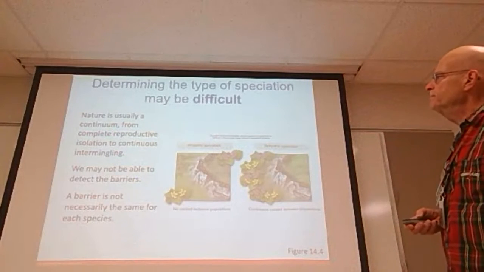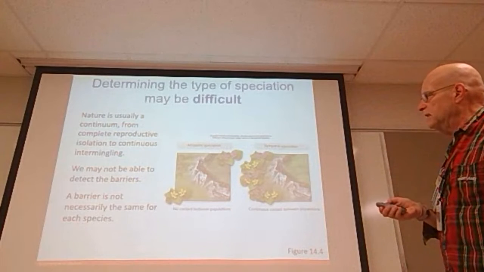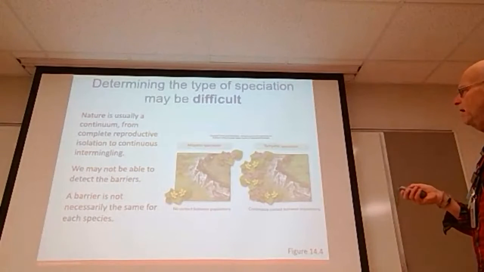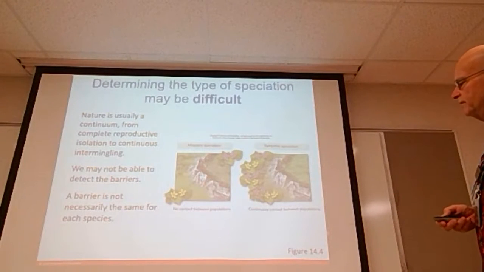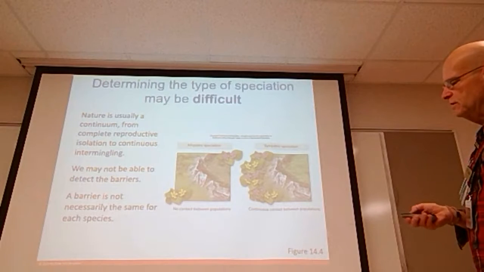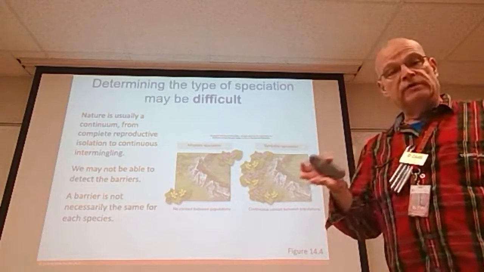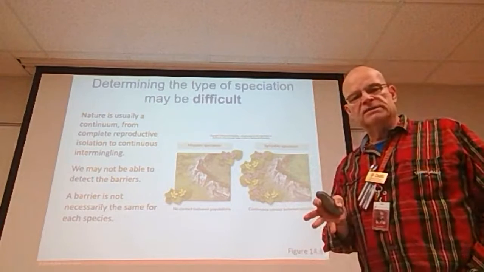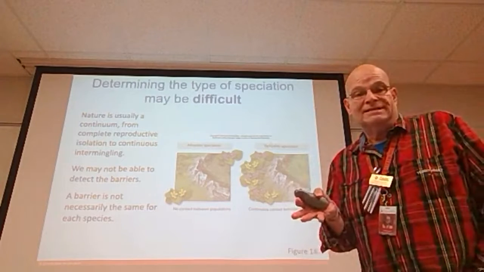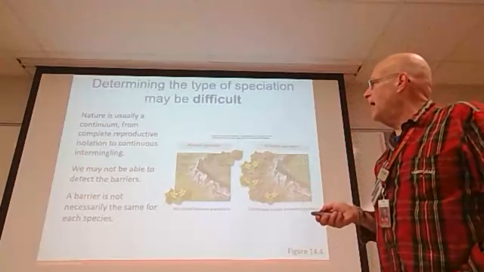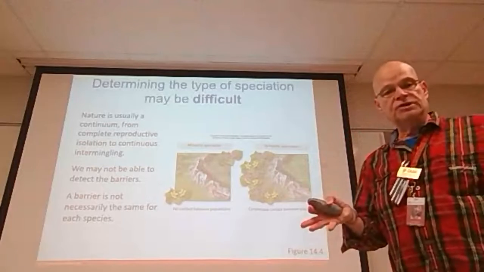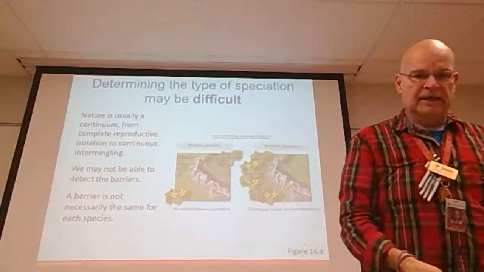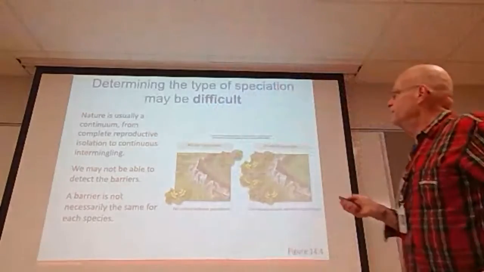Nature is usually a continuum from complete reproductive isolation to continuous intermingling. We may not be able to detect the barriers. Again, determining the type of speciation is difficult. A barrier is not necessarily the same for each species, so sometimes those little micro environments that we talked about in the previous lecture are sometimes tricky to deduce. What is the difference? Why is it happening? A mountain range, a river, an ocean, those are easy. What's the difference between the soil in this strip of land and the soil in this strip of land? That's difficult to do.